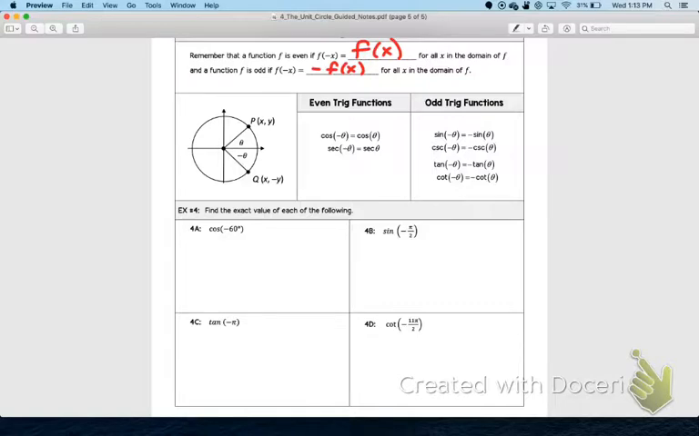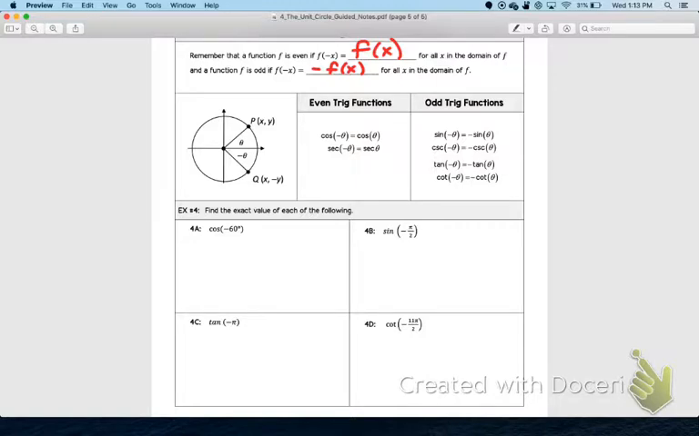Okay, so even trig functions are your cosine and your secant, right? Because remember, cosine and secant are reciprocals of each other, so it would make sense that they are even functions together. So the cosine of -theta will come out to be the same as the cosine of theta, and the secant of -theta will come out to be the same as secant of theta. Your odd trig functions are the rest, so sine and its reciprocal cosecant, tangent and its reciprocal cotangent.